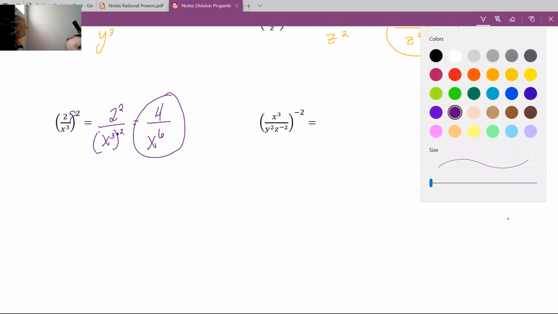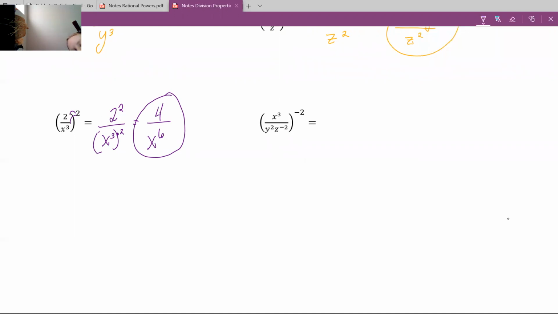And one more just for good measure. Let's do it in this nice purpley color. I distribute my -2 to each piece. So I have x to the third raised to the -2 over y squared raised to the -2, z to the -2 raised to the -2.